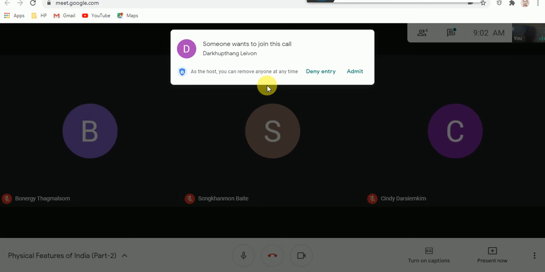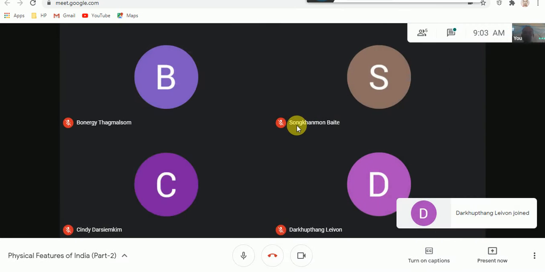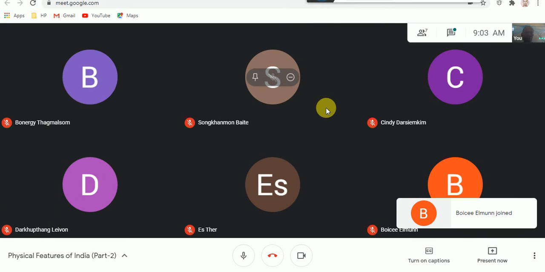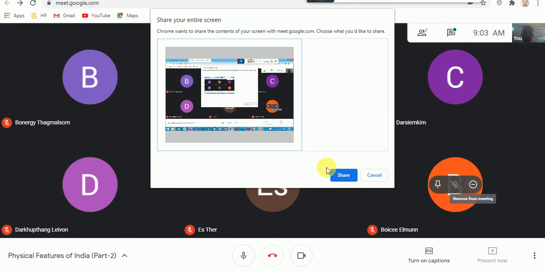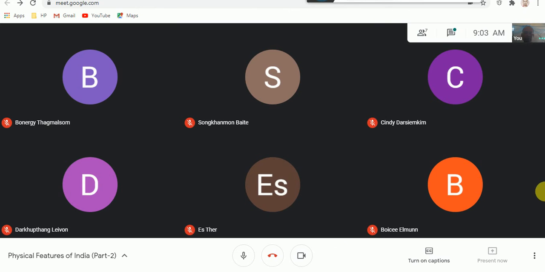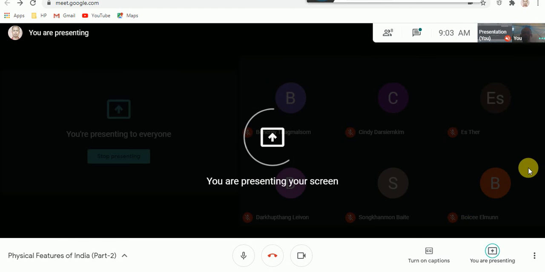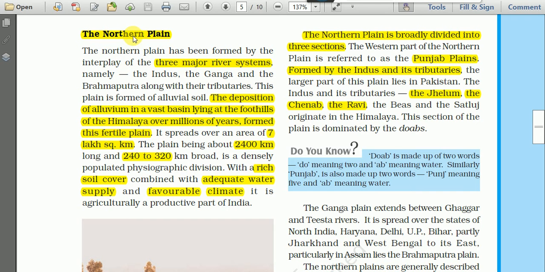Remember, revision is going on for Chapter 2, Physical Features of India. Today we shall revise about the northern plains. So now I shall present my screen. The northern plains.